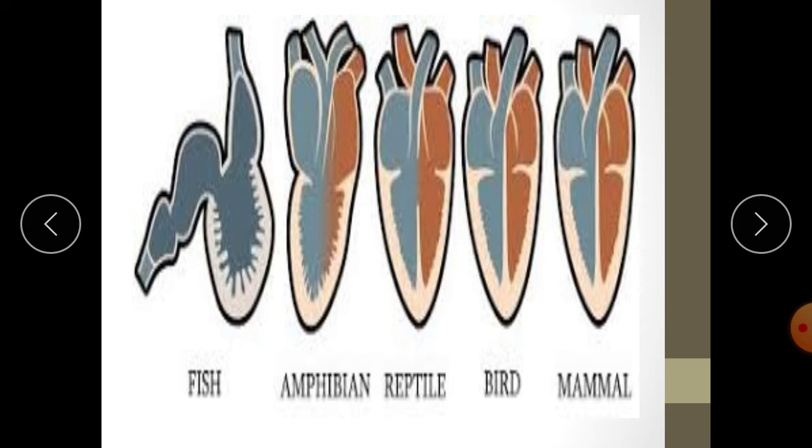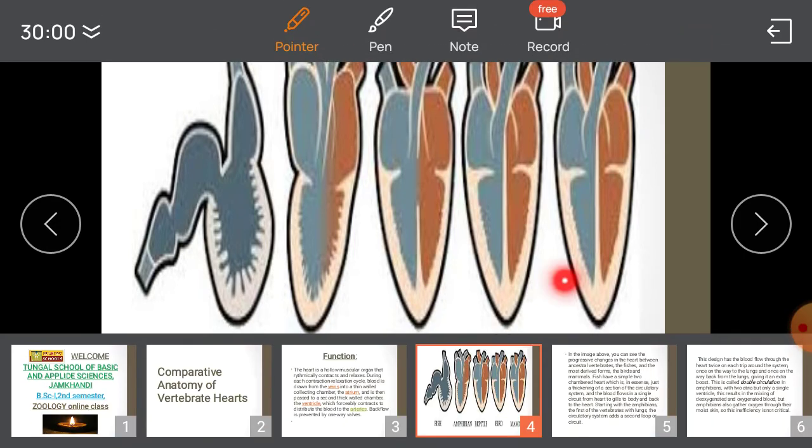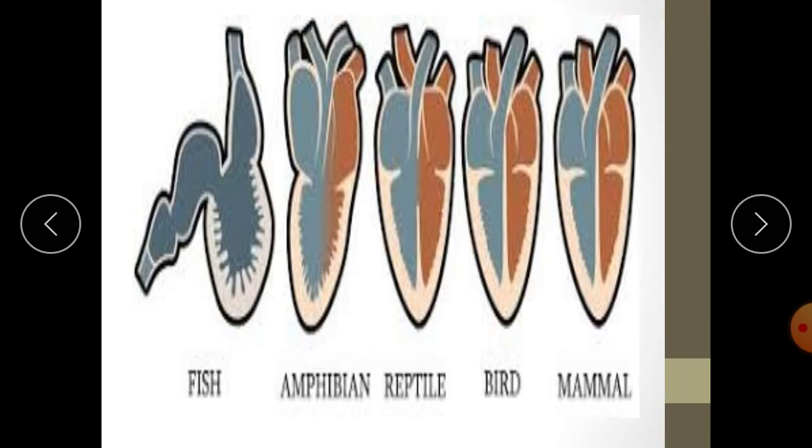But in birds, a four-chambered heart is present, with completely separated chambers: two auricles and two ventricles. Left auricle, left ventricle, right auricle, right ventricle. Like that, bird and mammal heart structure is the same.